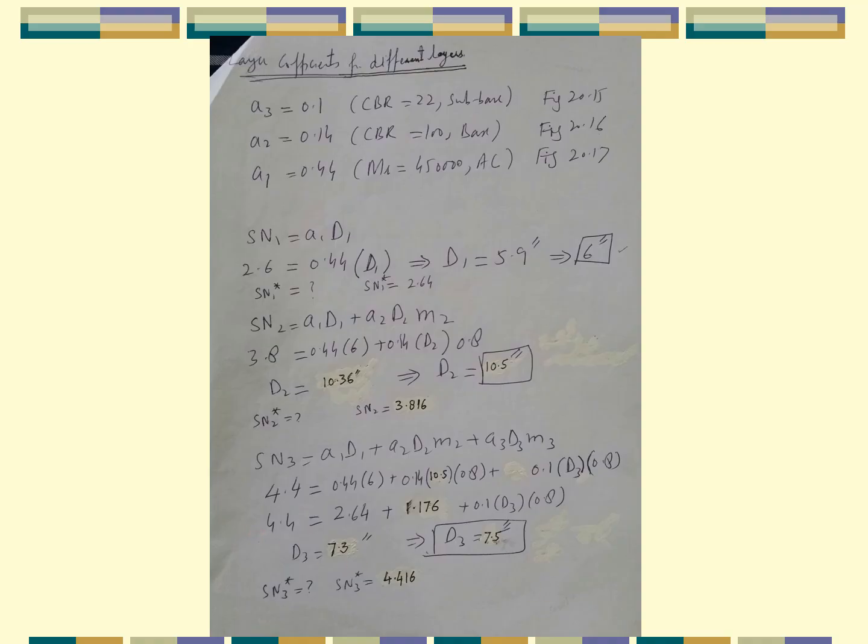So in this way we have got D1, D2 and D3, and I will repeat that D1 is the thickness of the surfacing, D2 is the thickness of the base course, and D3 is the thickness of the subbase. And a very important point that I have already narrated: to get SN3 you will have to use the properties of the subgrade. To get SN2 you will have to use the properties of the subbase, and to get SN1 you will have to use the properties of the base material.